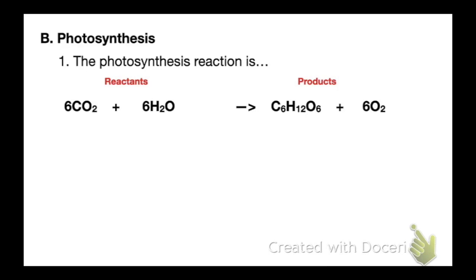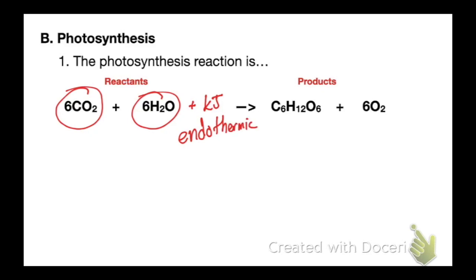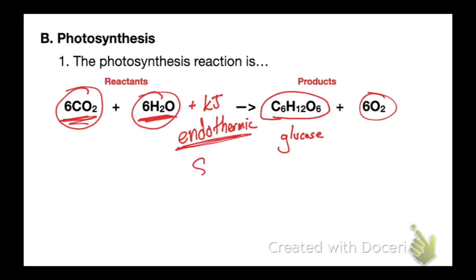All right, now we've got to talk about photosynthesis. So photosynthesis is this reaction. Photosynthesis is when I have carbon dioxide plus water and plus kilojoules of energy, which means this is an endothermic reaction. When I have that situation, I make this molecule, which is glucose, and oxygen. Okay? So this is what plants do. Plants take carbon dioxide out of the air, water out of the soil, and they grab energy from the sun, and they make glucose and oxygen.